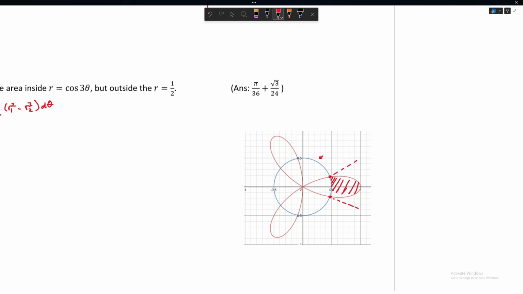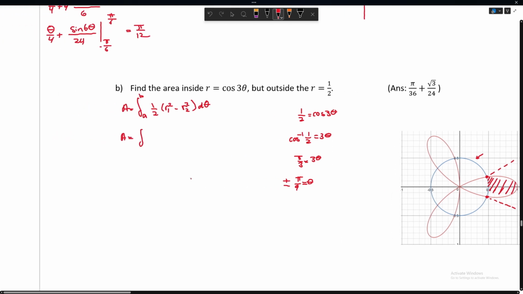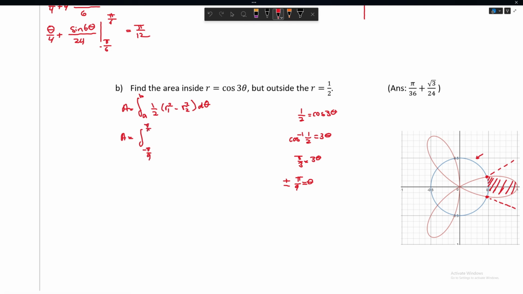You make the two equations equal each other. So 1 over 2 equals cos 3 theta. Take cos to the other side, you get cos inverse 1 over 2 equals 3 theta. Cos inverse 1 over 2 will give you pi over 3 equals 3 theta. Divided by 3, you'll get pi over 9 equals theta, and obviously negative and positive. Now coming back here, that means we're going from negative pi over 9 to pi over 9.